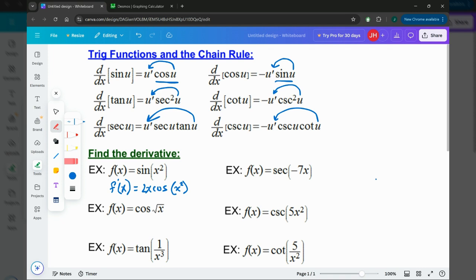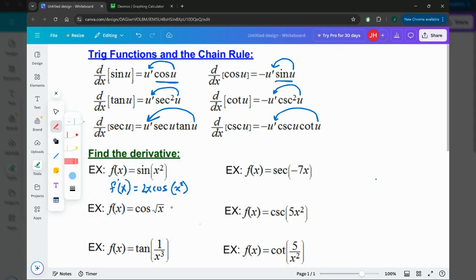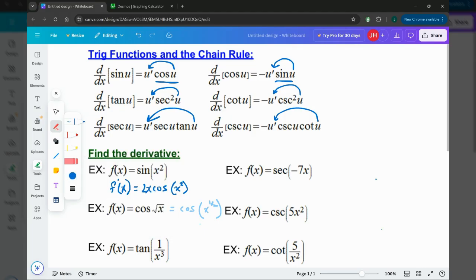Same thing for the problem right below it. What is the derivative of cosine? Well, first of all, this is cosine of x to the 1/2. So let's keep that in mind when I'm doing the derivative of this function. f prime of x would be, the derivative of cosine would be negative sine of radical x. But the derivative of x to the 1/2 is 1/2 x to the negative 1/2. So this would be my derivative of this function.